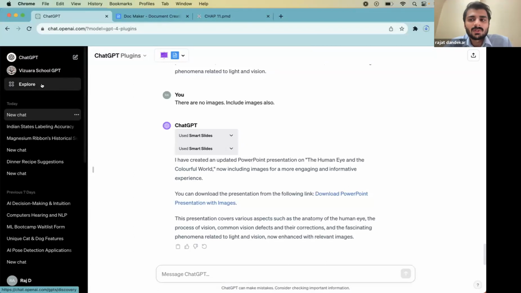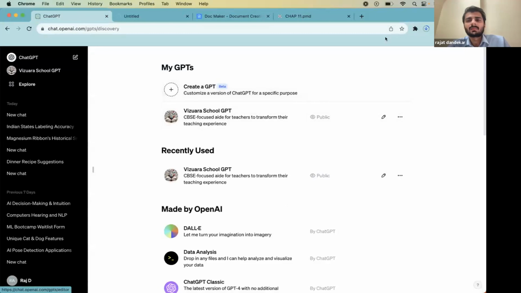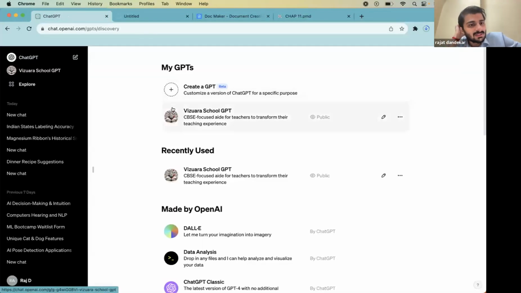So if you go to this option, which is Explore, in this Explore, there is a thing called Create GPT. So I'm just going to click on that. And again, this feature is available only with ChatGPT 4. So GPT Builder, why was it released? This was released by OpenAI quite recently. It's because there were several developers and several creators, educators who wanted to customize ChatGPT for their own purposes.